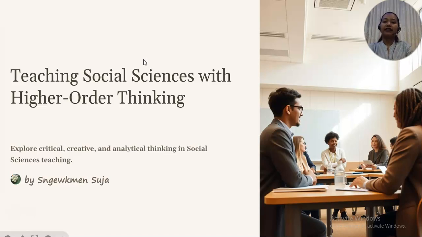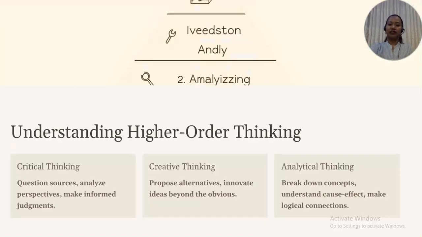So we have to understand higher order thinking. Let's begin with the foundation. What is higher order thinking or HOTS? It simply means going beyond memorization. Instead of just asking, what happened in 1857? A teacher may ask, why did it happen? Or what could have been done differently? And how does it still affect us today?